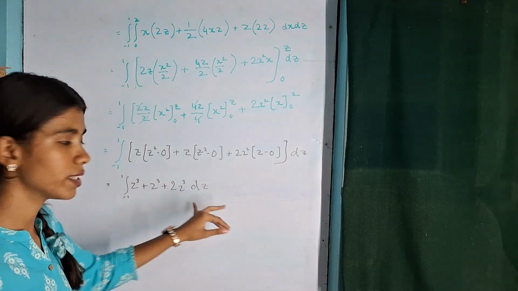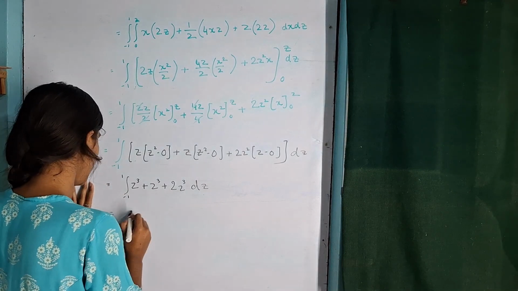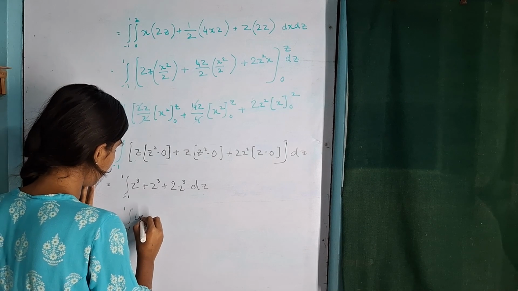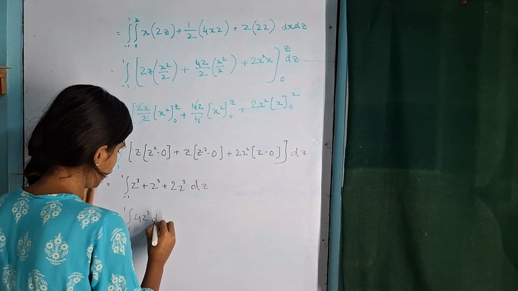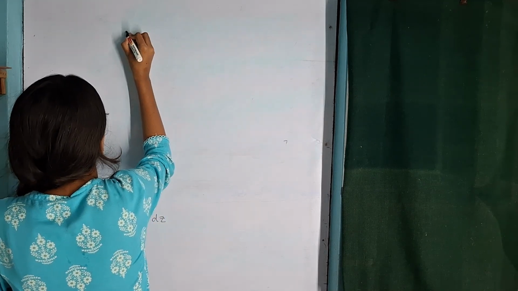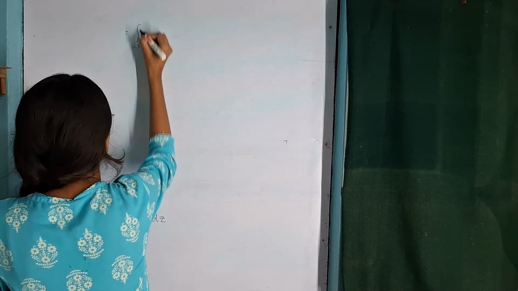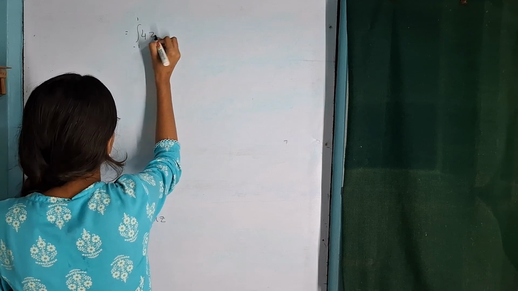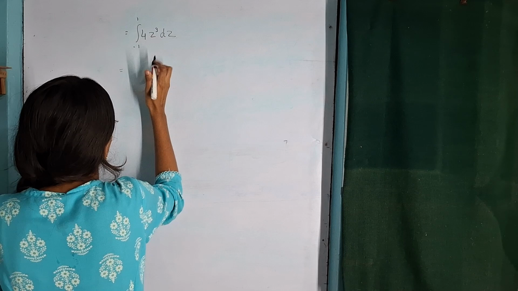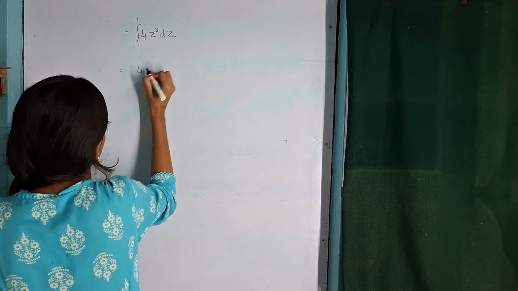Now we will integrate the z term. Before integrating the z term, see, these are all z cube, so we can sum this into 4z cube dz. So let's integrate this now. What we have got is the integral from minus 1 to 1 of 4z cube dz. So we will integrate the z cube.